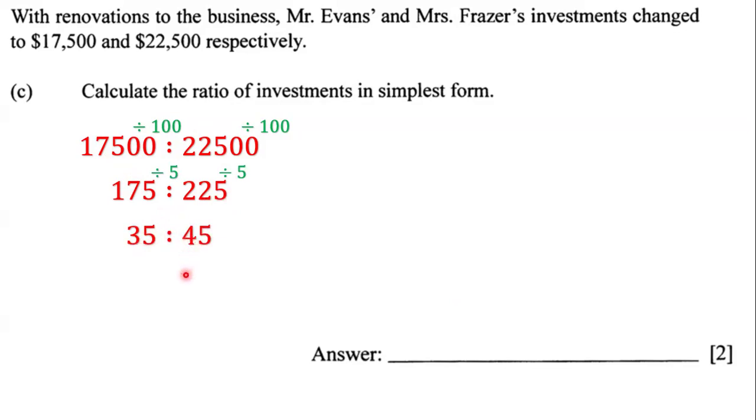And then we're going to divide 35 and 45 by 5 again, because both of these numbers can be divided by 5. So 35 divided by 5 is definitely 7, and 45 divided by 5 is definitely 9. And so that means that the ratio of their investments in simplest form is 7:9. And so the answer to this question is 7:9.